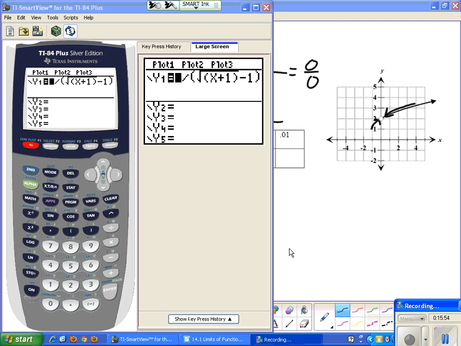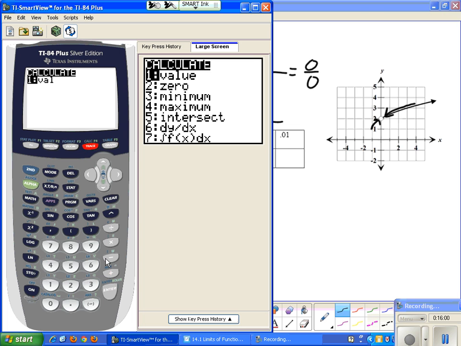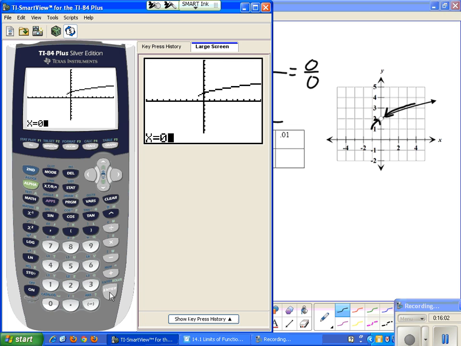So I plugged it into my y equals. If I look at my graph, notice that you can't tell in your graph that there's a hole at x equals 0, but if I hit second trace value 0, I notice that nothing comes up for the y value because it's not really there. There's a hole in your graph.